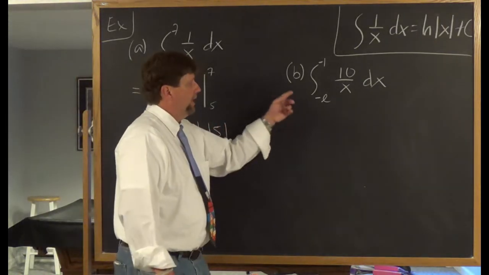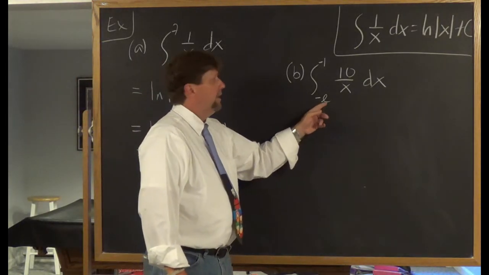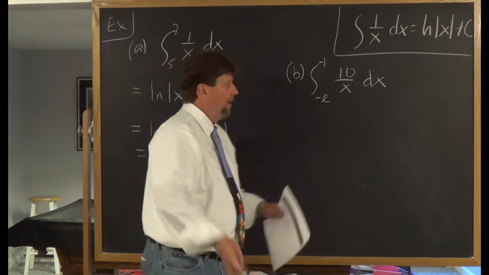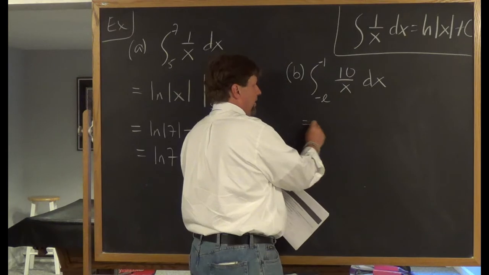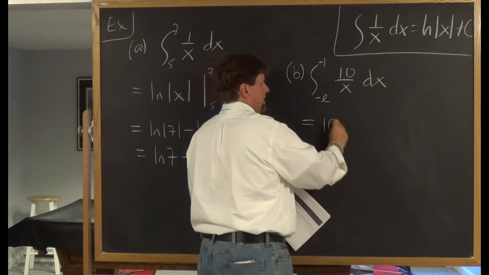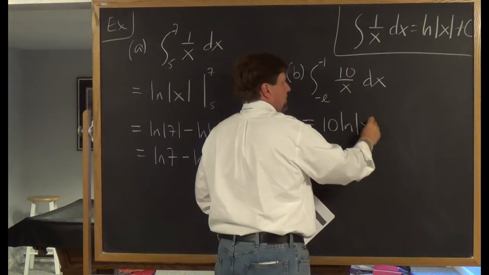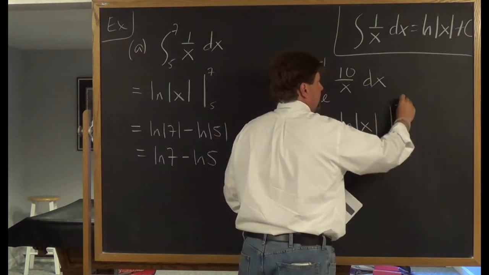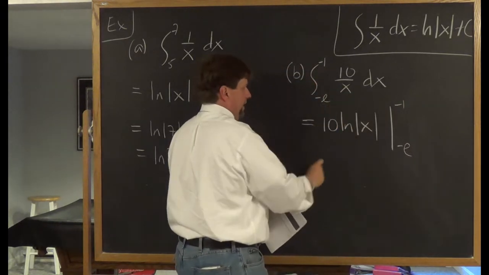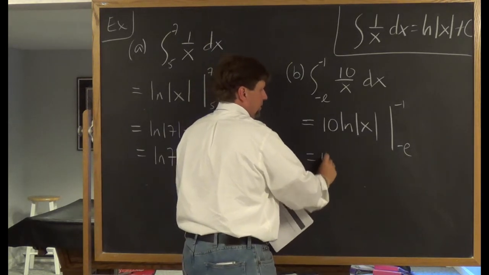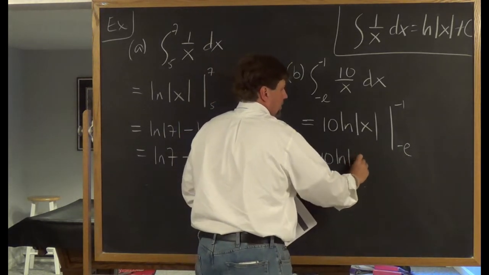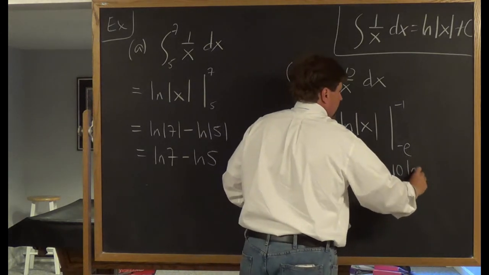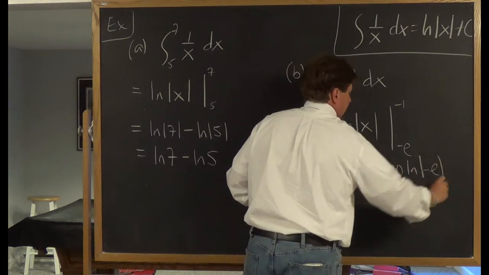Part B, we're integrating from negative e to negative 1, 10 over x dx. So again, we get an antiderivative. The antiderivative is 10 natural log absolute value of x. We're going to evaluate that from negative e to negative 1. So the negative 1 goes in first. So we get 10, the natural log of negative 1, minus 10, the natural log absolute value of negative e.